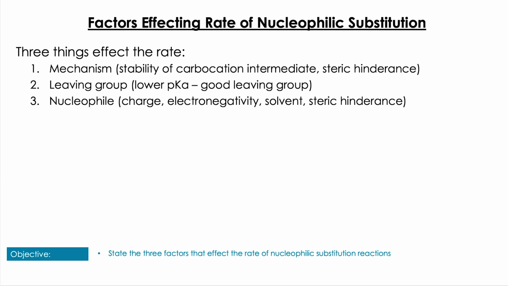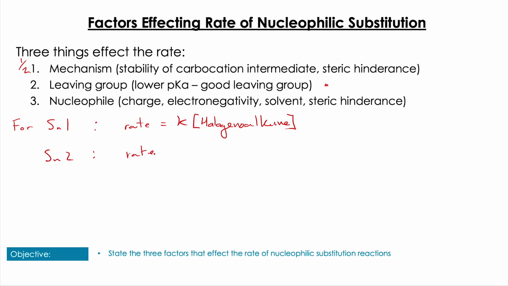So what factors actually affect the rate of a substitution? Well, we've already looked at the mechanism because of the stability of the intermediate carbocation. We'll have a little look at that because steric hindrance and the solvent can also affect it, as well as we're going to look at the leaving group and the nature of the nucleophile, although we're not going to go into too much depth about the nucleophile. So for SN1, remember the rate is equal to K times the concentration of the halogenoalkane, whereas for SN2 we have the rate is equal to K times the concentration of the halogenoalkane, also times the concentration of the nucleophile.